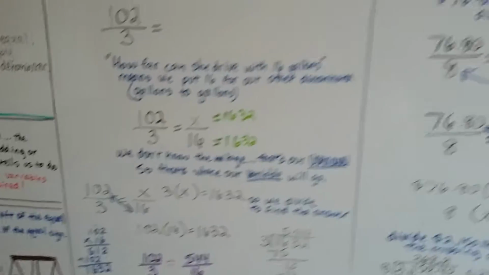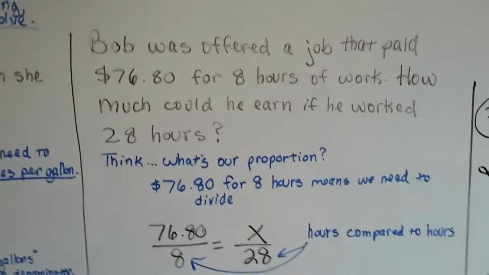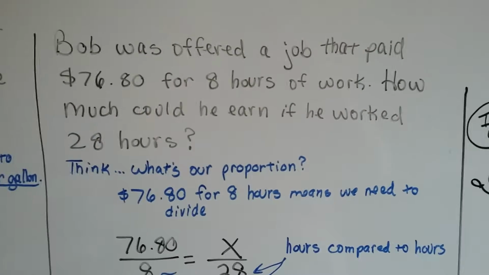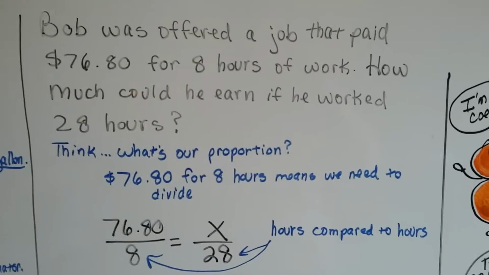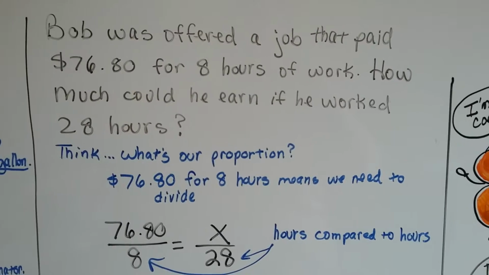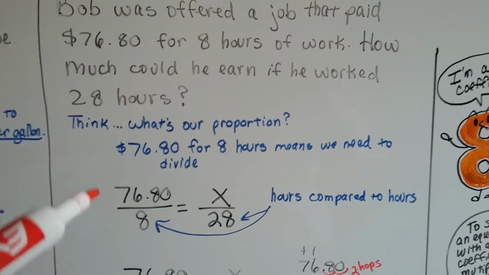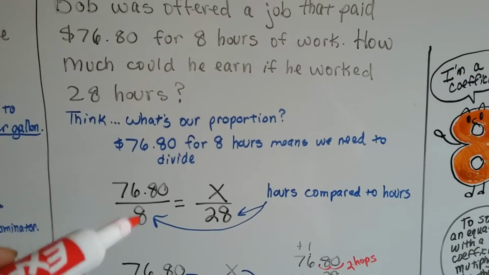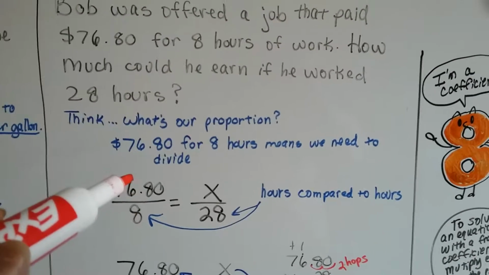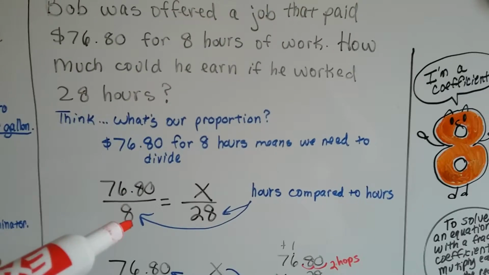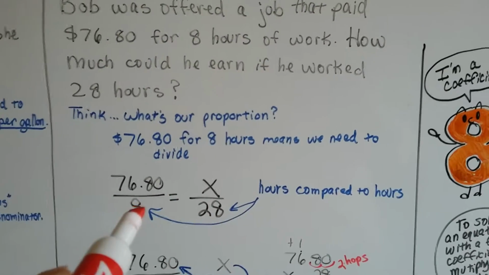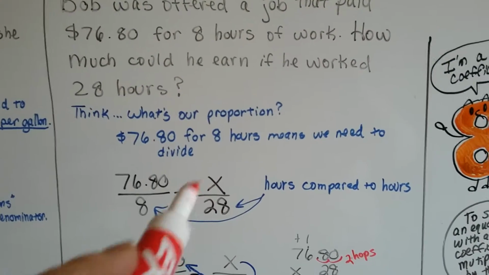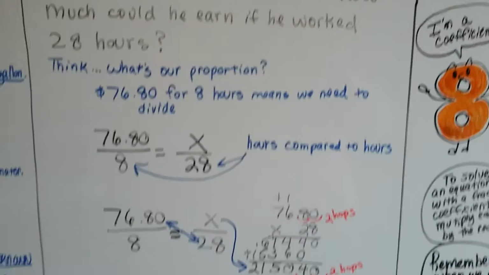All right. So Bob was offered a job that paid $76.80 for 8 hours of work, and how much could he earn if he worked 28 hours? So we think, what's our proportion? Well, $76.80 for 8 hours means we could divide 76.80 by the 8. So it would be written like this with the 7680 on top and the 8 as the denominator. It's going to equal, because these are the hours, the other denominator is going to be hours. So it's going to be an unknown amount over 28.